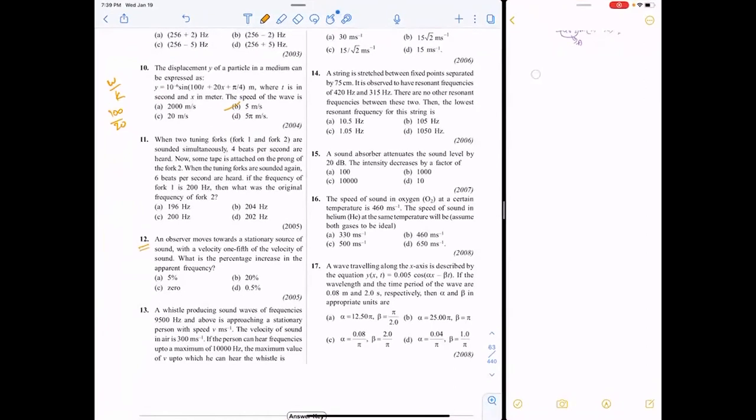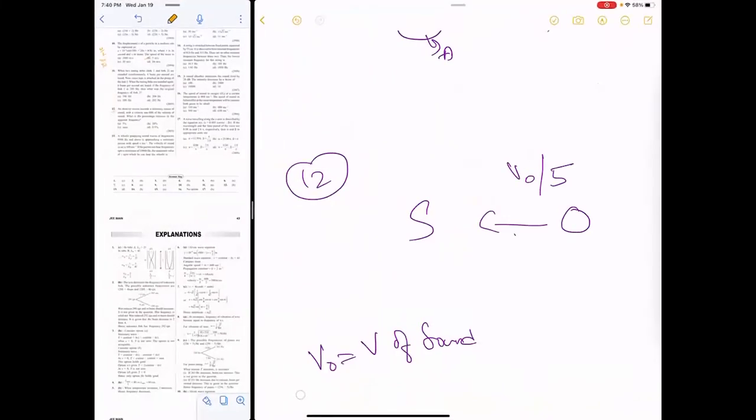We'll do 12th. An observer moves towards a stationary source. 12th one. There is a source which is at rest. There is an observer who is moving towards it with velocity 1/5 the velocity of sound. V naught is the velocity of sound. The observer is going at V naught by 5, 1/5 of the velocity of sound. What is the percentage increase in the apparent frequency?